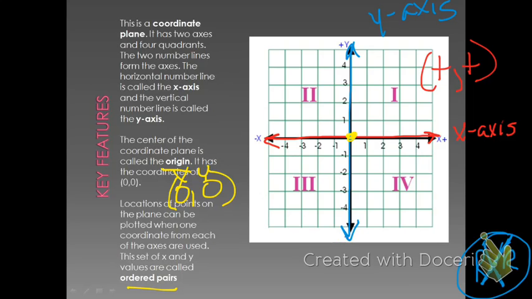In quadrant 2, still in the upper half of the plane, because you're going to the left of the origin, the x values will all be negative, but the y values are still positive. In quadrant 3, the lower left-hand side, both x and y values are negative. In the fourth quadrant, the bottom right, the x values are all positive, but the y values are all negative.